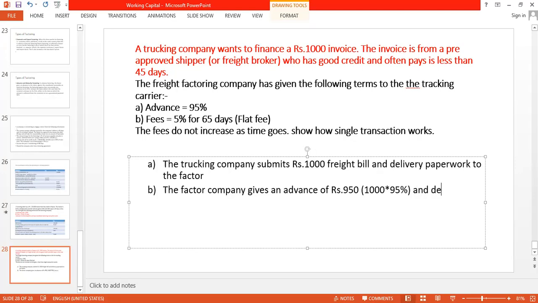And deposits the money to the client's bank account. Third, the remaining 50 rupees, that is the commission of the factor. 1,000 invoice value into 5% commission, fees of the factor, that is the agent, 50 rupees is the fees.